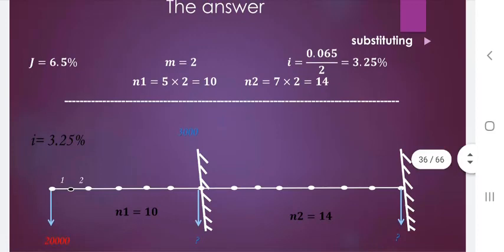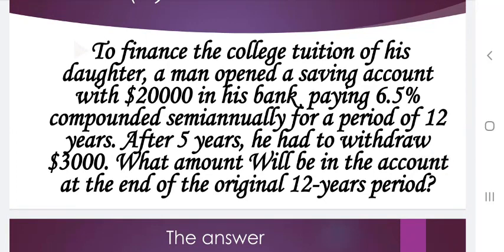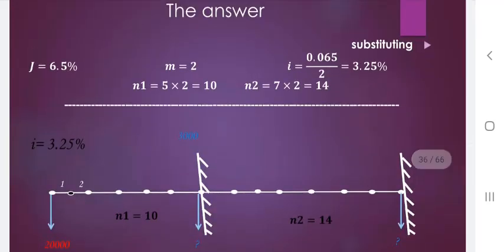We know that the nominal rate is 6.5%, and in this example it's compounded semi-annually, so M will be equal 2, and from the formula I equal J over M, I will be equal 3.25%.